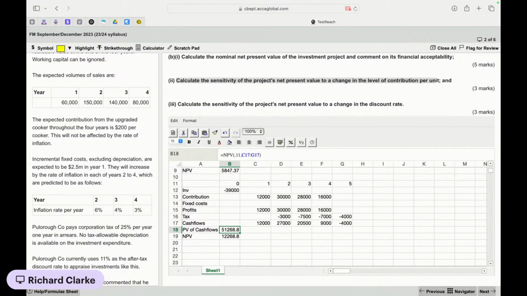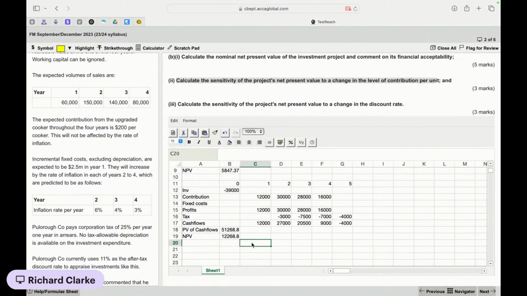We're trying to work out the sensitivity of the contribution. So we worked out the contribution that was given to us. Then we took the tax off it, which was automatic because I copied and pasted it. That will give us our cash flows, and we discount those cash flows down at 11% to get the present value of those cash flows. So you're done. That's where the spreadsheet really helps.